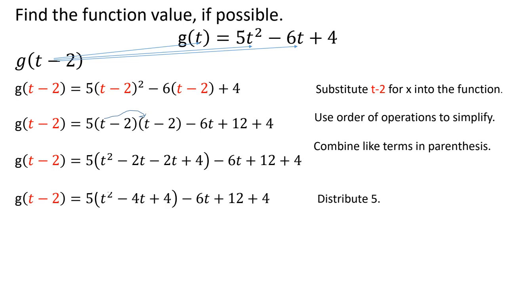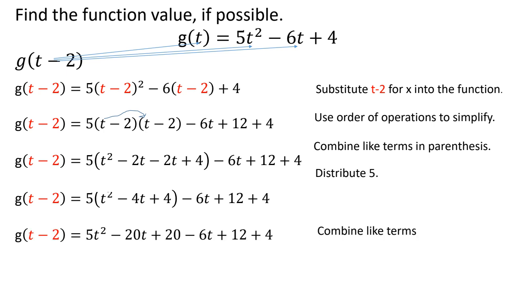When I combine like terms, I have a minus 2t and a minus 2t. That's going to give me this minus 4t right here. Okay. So let's continue simplifying. I need to distribute now this 5 to these three terms in here. So let's go ahead and do that. 5 times t squared is a 5t squared. 5 times a negative 4t is going to give me a negative 20t. And the 5 times 4 is 20. Okay, that allowed me to get rid of my parentheses because I distributed that 5.